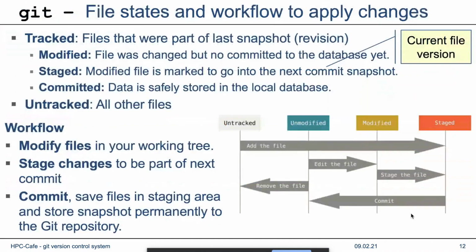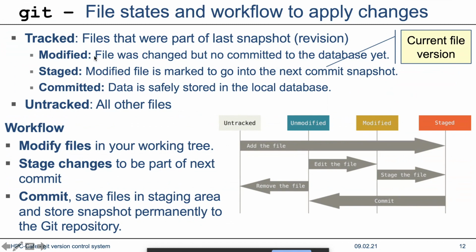So now some words on file states, because this is a bit more complicated in Git, and there are certain terms you need to learn. Files in general can be tracked, those are files that were part of the last snapshot revision, or untracked, those are all other files. And the tracked files, so the files that are tracked in the repository, can have three different states in Git.